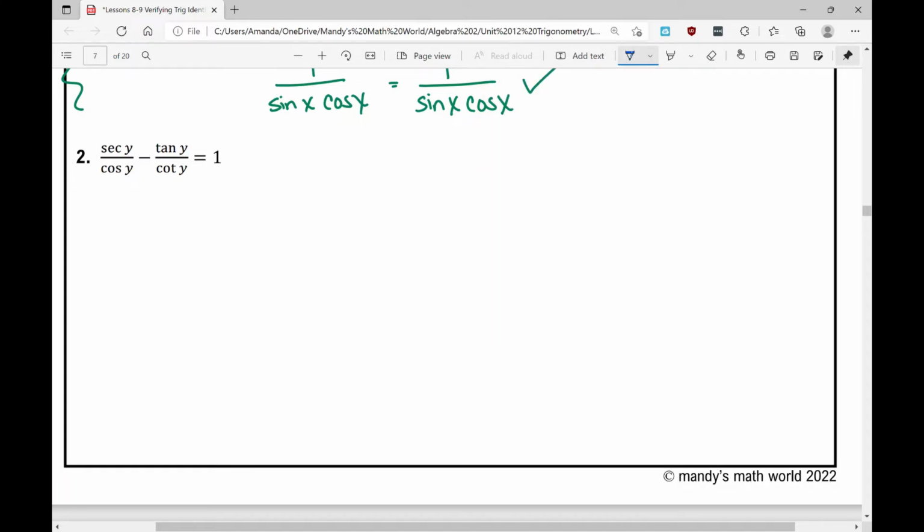Number 2, and we've got a different variable here. You might see x, you might see y, you might see theta, you might see b, you might see alpha, you might see anything, and that's fine, right? As long as we're looking at the same variables here. So secant y over cosine y minus tangent y over cotangent y equals 1. So let's just try to rewrite everything in terms of sine and cosine first. It's a good starting point.